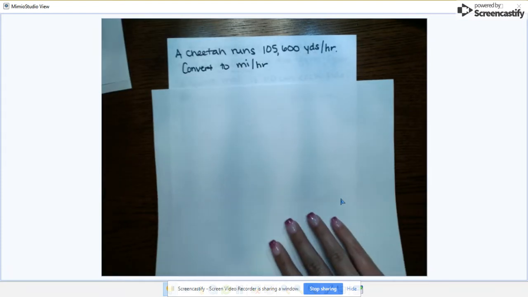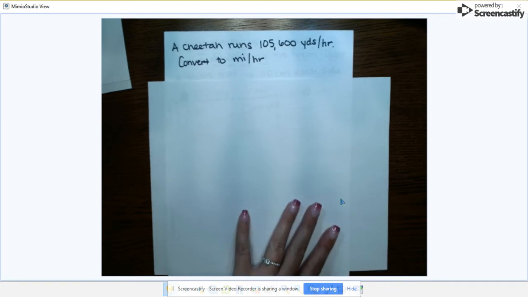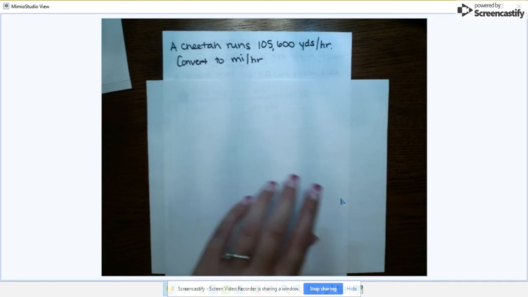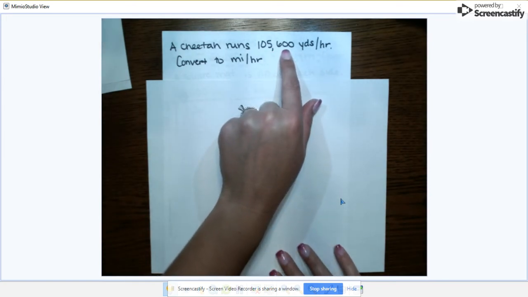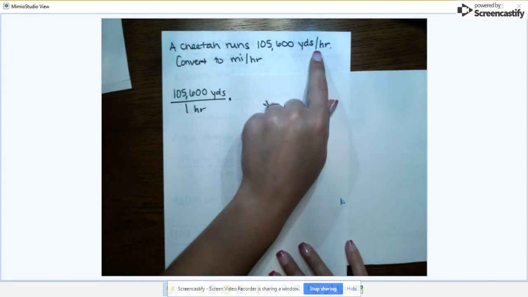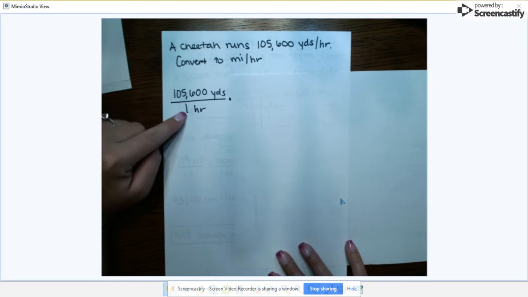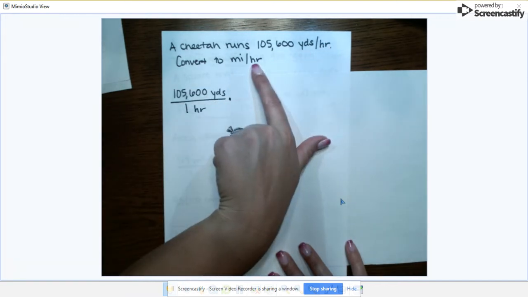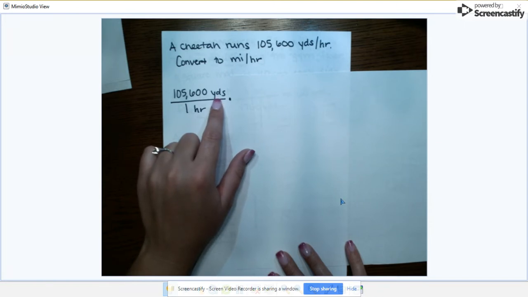So we want to know how fast a cheetah runs in miles per hour when we know yards per hour. So we're going to start with this 105,600 yards per hour as our first fraction. Notice our label has a fraction bar, so that's where our number is separated as well. So 105,600 yards over 1 hour. Notice in our final answer, the hour stays the same, so we don't need to worry about that hour, but we do need to change yards into miles.